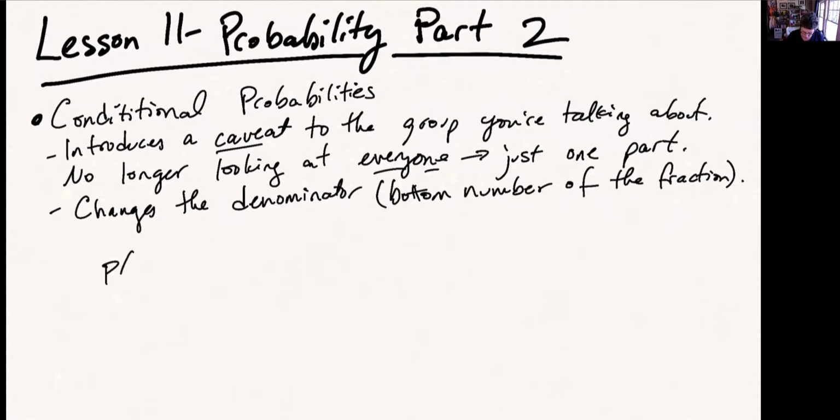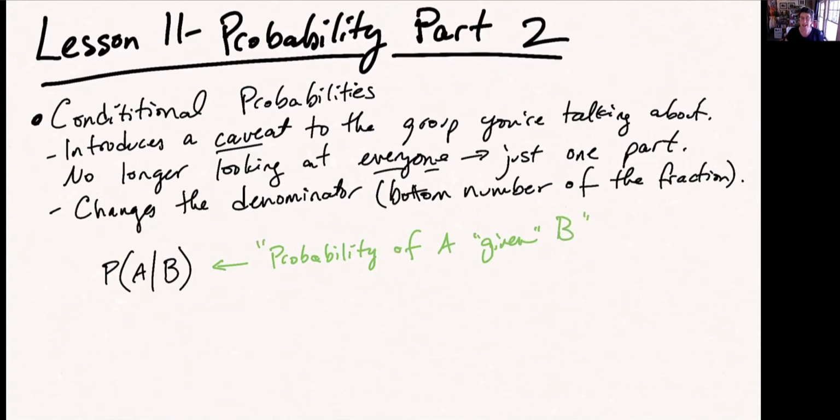Okay, so here's our conditional probability. This is what that looks like. This is how we say this: it means the probability of A given B. That's technically how we say it. That's the technical definition. And this vertical line here, that's the given part.